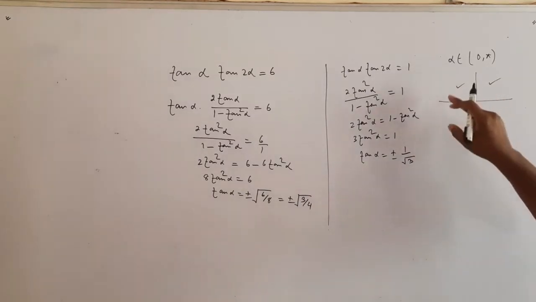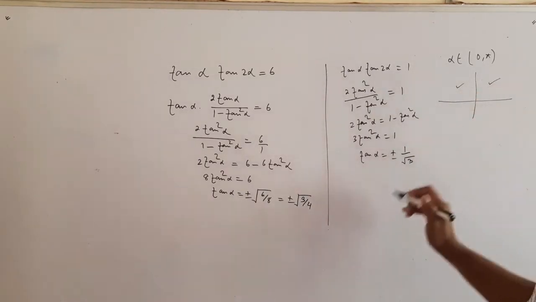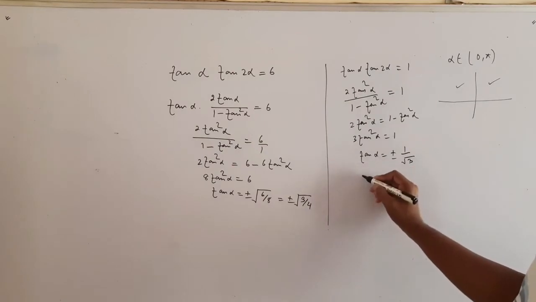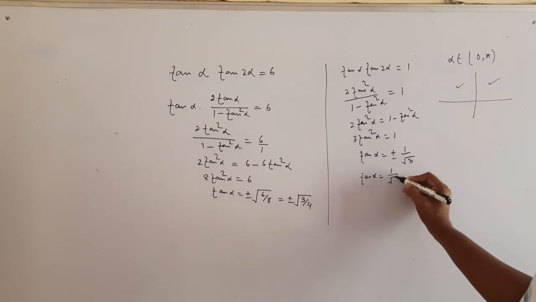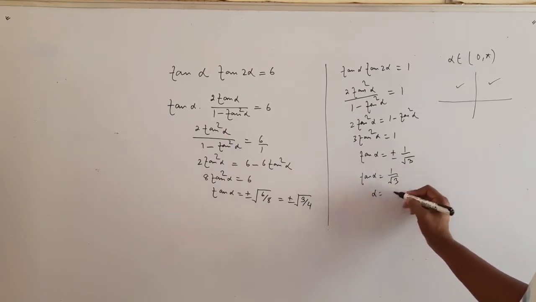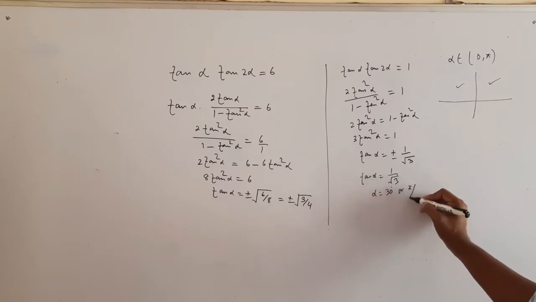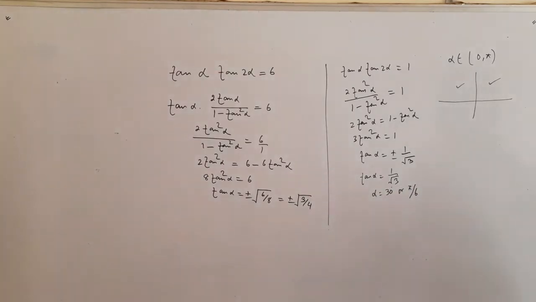So we cannot have any tan value which is negative and coming in the second quadrant. So I'll discard this negative value. So the value of tan alpha is just 1 by root 3, and alpha is now 30 degrees or pi over 6. This is it.